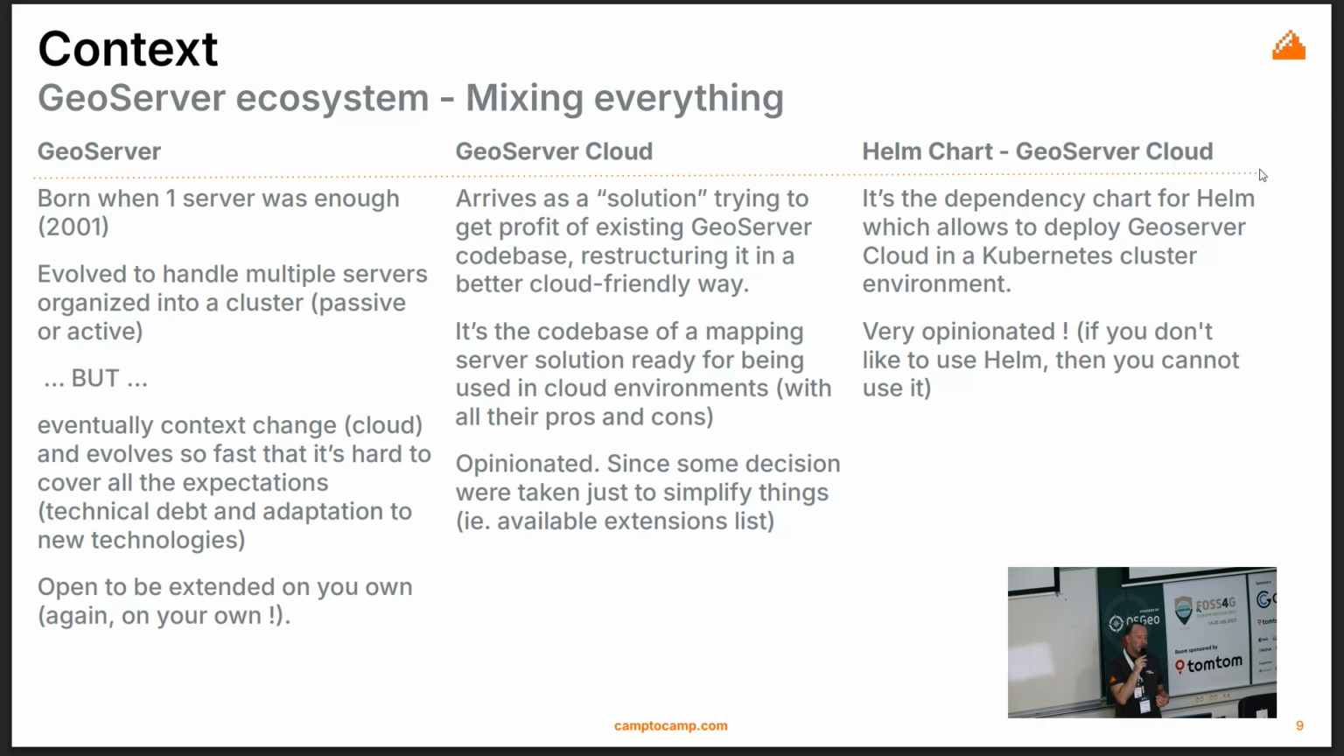There is also some opinionated decision because, like we said previously, we have picked extensions we thought were interesting to have in GeoserverCloud. So you won't have all the extensions you have on GeoServer. And for the Helm chart, it's a choice to use it to do deployment on Kubernetes. But if you prefer to use Kustomize, for example, you can work with it.